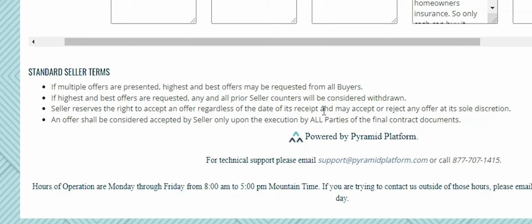An offer shall be considered accepted by seller only upon the execution by all parties of the final contract documents. Remember, this is very important. Even though they've accepted the offer, or they accept it through the computer system and it's taken off the market or removed from any other offers being placed on it, it's still not considered a fully accepted offer until all parties have signed the contract. You need a fully executed contract, and that's very important to remember. You don't really have anything guaranteed until you get that signed contract from the seller.